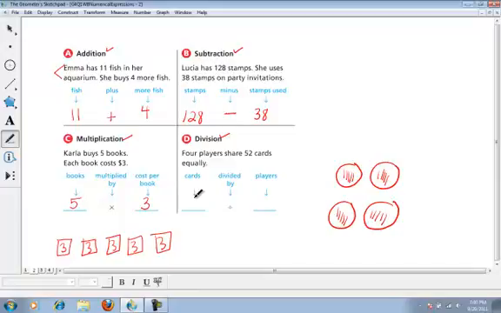So I'm going to take my 52 cards and divide it between 4 players. So 52 divided by 4. This is a way in math language to write this situation. Are you starting to get the hang of it?